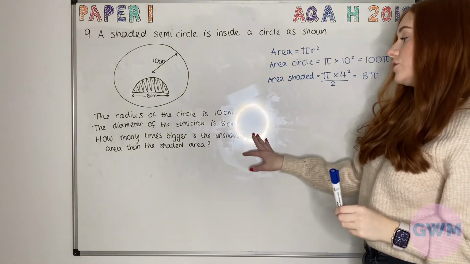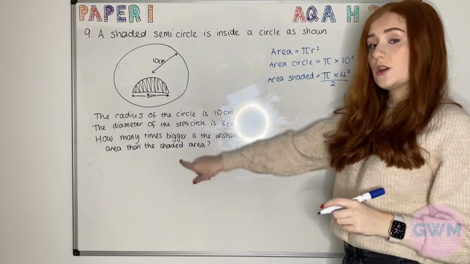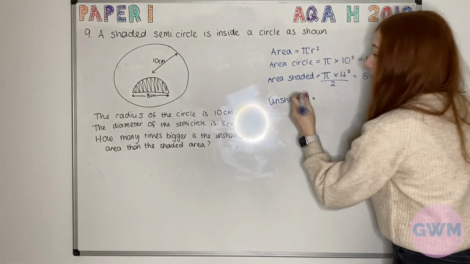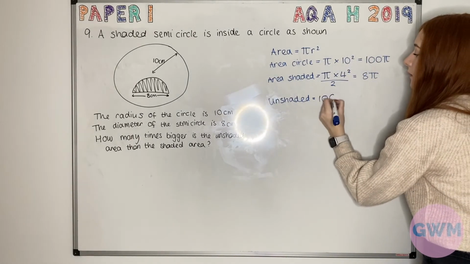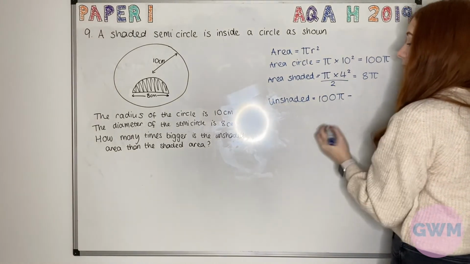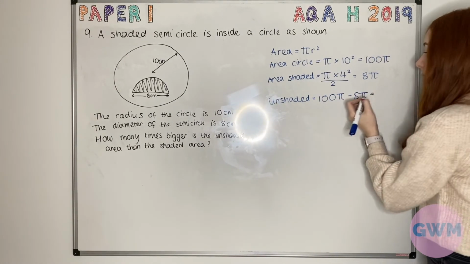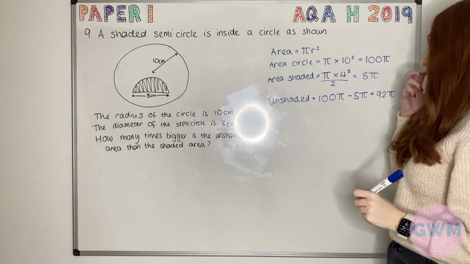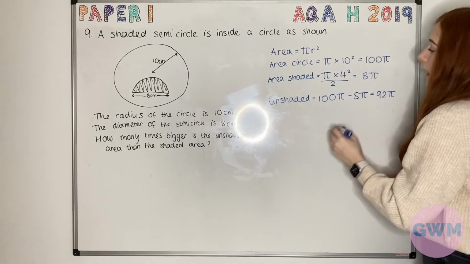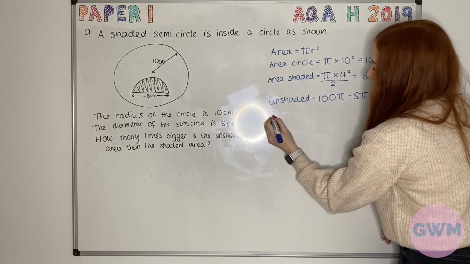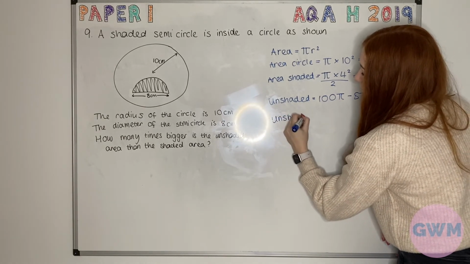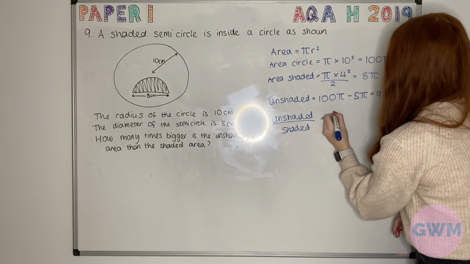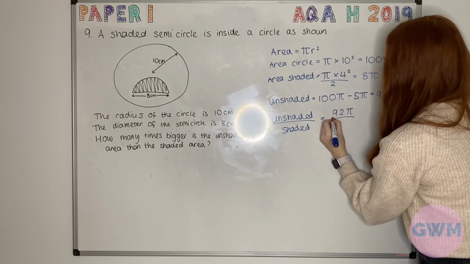Okay, now I want to know the unshaded area compared to the shaded area. So the unshaded is going to be the area of the circle, 100 pi, but we need to take away the area that's shaded because we don't want that for the unshaded part. So that gives us 92 pi. How many times bigger? Okay. To work that out, we do a division. So we do the division of the unshaded over the shaded area. So that's 92 pi over 8 pi.